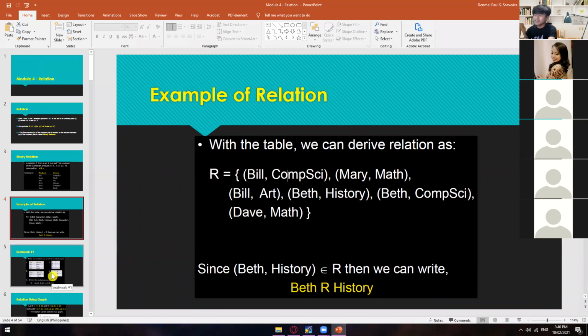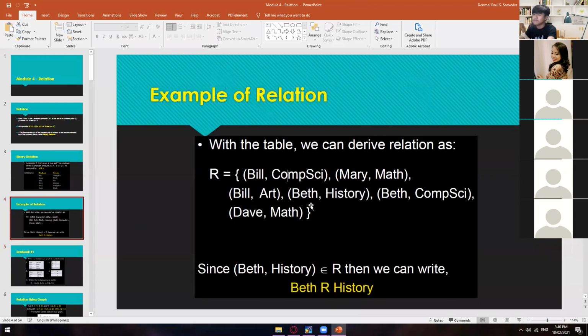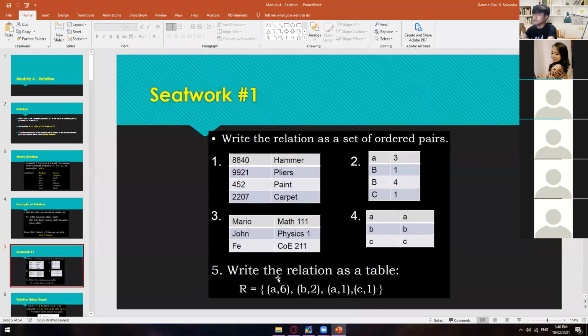Okay. So we have here a super easy seatwork. Just write the relation as a set of ordered pairs. So we have numbers 1, 2, 3, 4, which are in table form, and it's asking you to give an answer similar to this one. Then we have number 5, wherein it's the opposite. It's already in set format, and you need to write that one into a table, just like this.